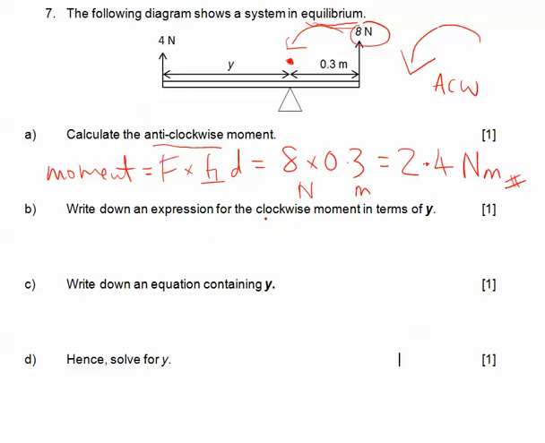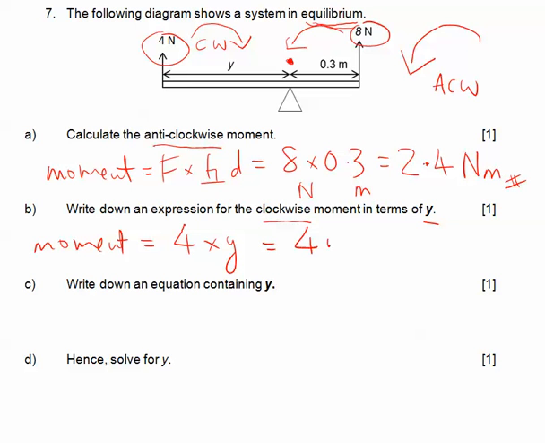Write down an expression for the clockwise moment in terms of y. You look carefully, if 8 newtons give you the anti-clockwise moment, so in this case 4 newton has to give you the corresponding balancing clockwise moment. So this one will give you your clockwise moment. So clockwise moment will be equal to the same, the force times perpendicular distance, in this case is 4 times y. So the answer is 4y Newton meter. Okay, so this is the answer for part B. So let's now move on to part C.